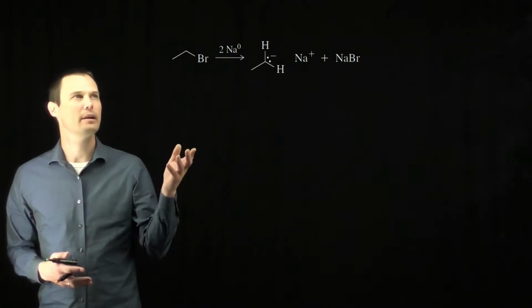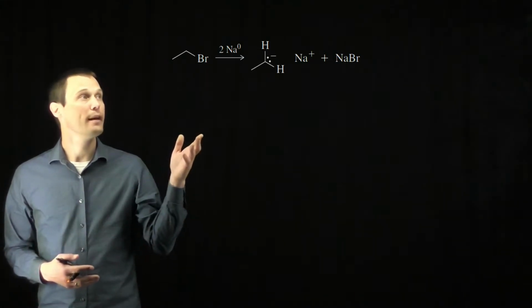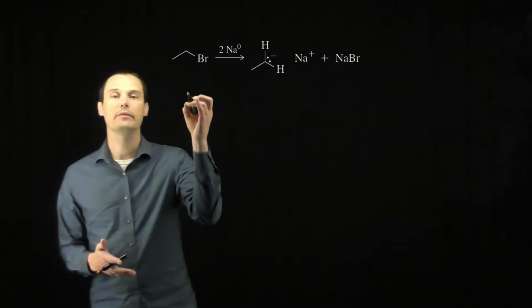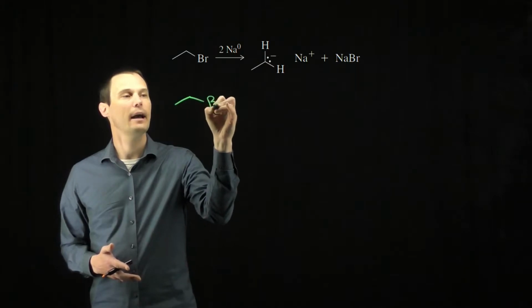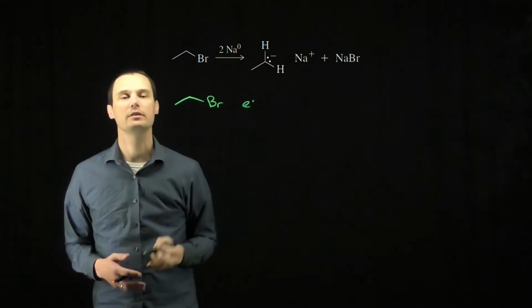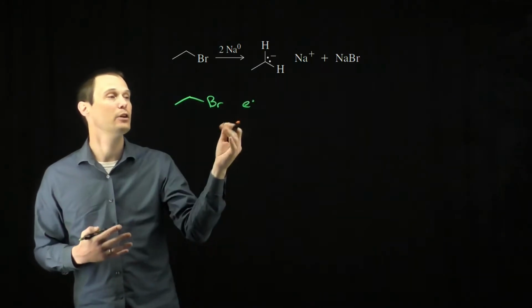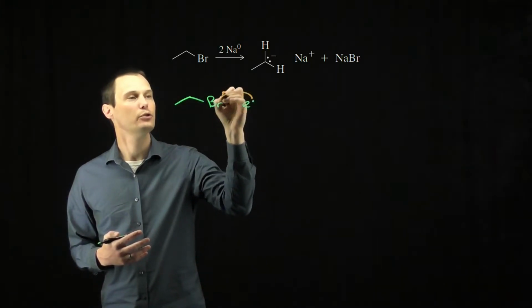The question asks us to draw a mechanism for the reaction of an alkyl bromide with elemental sodium to produce a carbanion and sodium bromide. The first step of this reaction involves the reaction of the alkyl bromide with one of the solvated electrons. When we dissolve elements like sodium, then we get a solvated electron. That electron can add to the bromine.